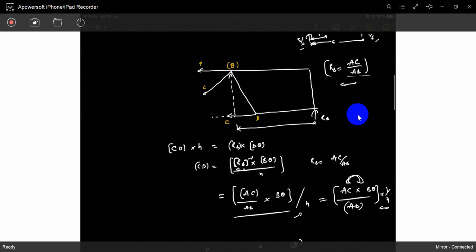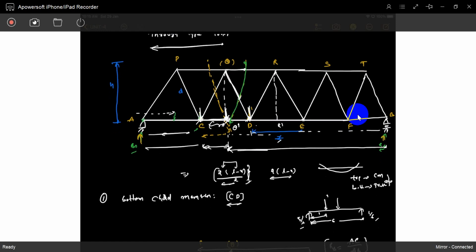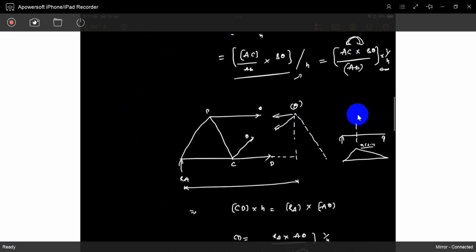See what to understand. Every time you took the moment with respect to this location. Understood? Every time you get the moment with respect to the Q joint. RB multiplied with this distance, or sorry, RA multiplied with this distance. RA multiplied with this distance, that means what? This exactly represents the influence line for the moment at that location.